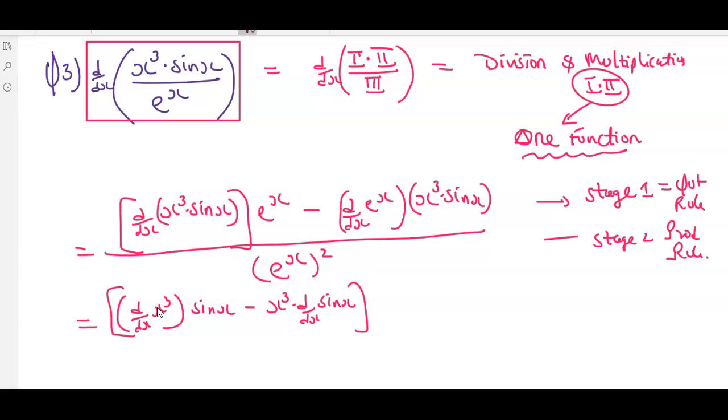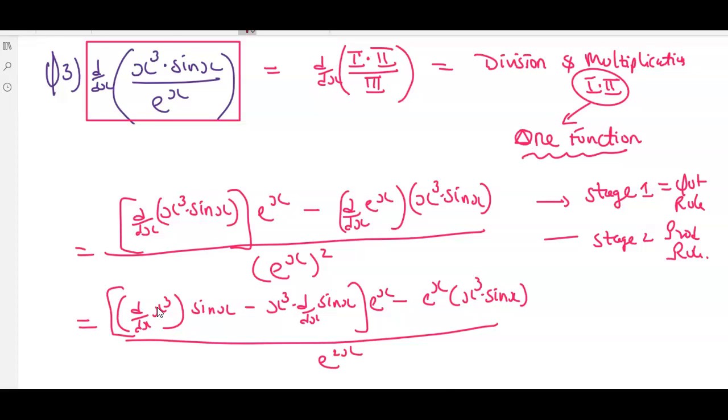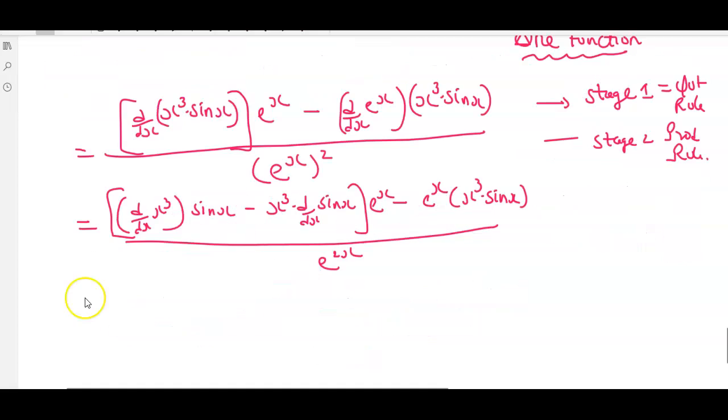Rest I have to copy from the top. Only thing is derivative of e to the power x is e to the power x, times x cube sine x as it is, and in the denominator we have e to the power 2x. Now this is 3x square into sine x minus x cube into cos x, e to the power x.